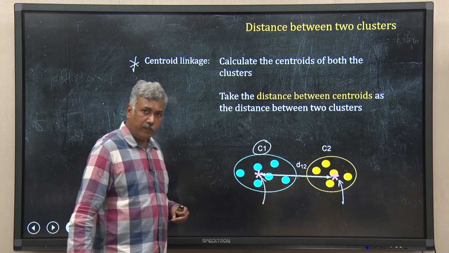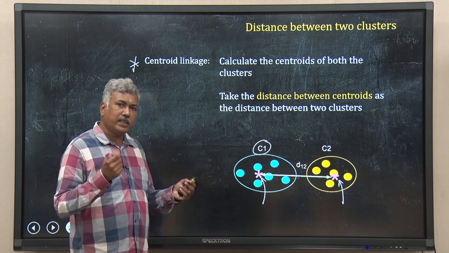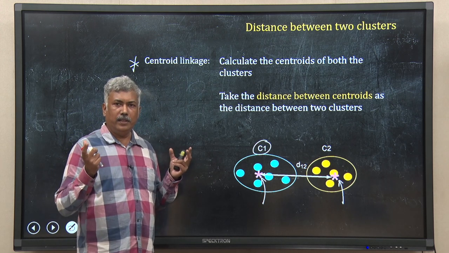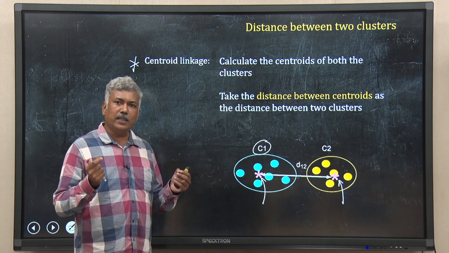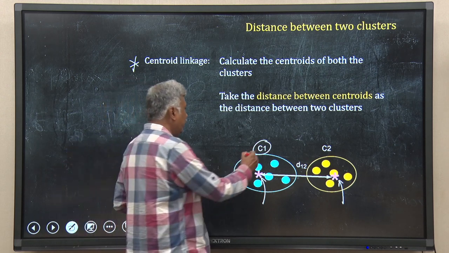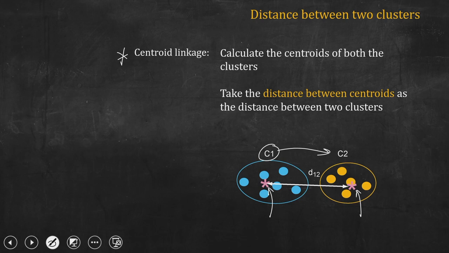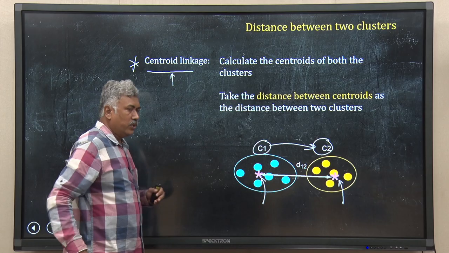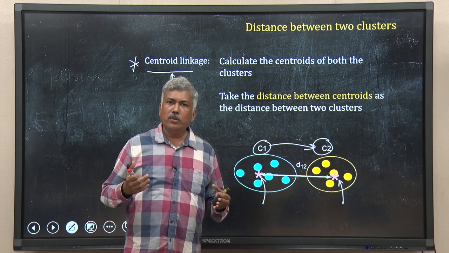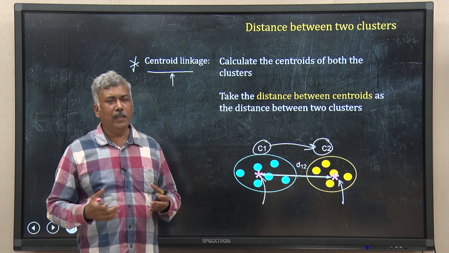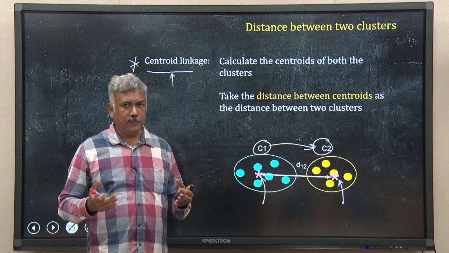So, that is that pink star. Now, you calculate the distance between these two centroids, and that distance you consider as the distance between cluster 1 and cluster 2. That will be called centroid distance or centroid linkage. So, you can choose any of these four to implement your hierarchical algorithm for clustering.